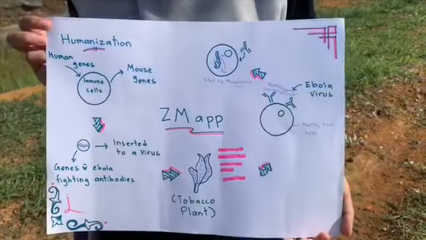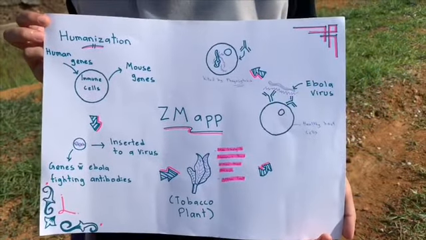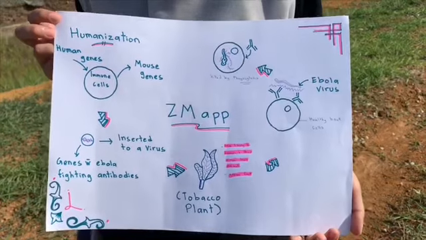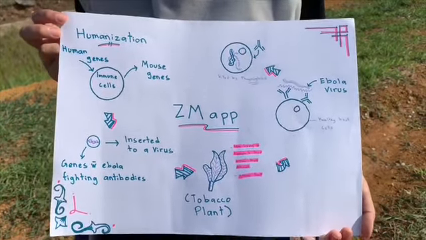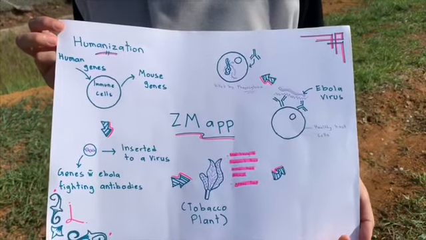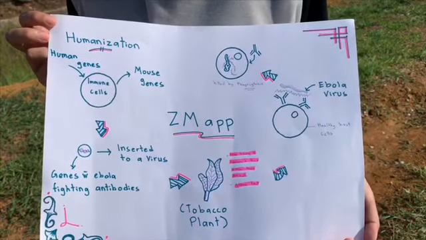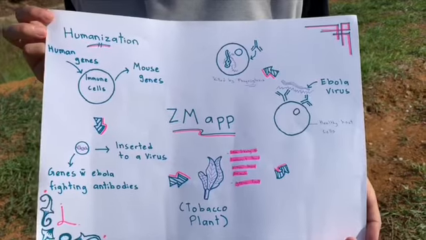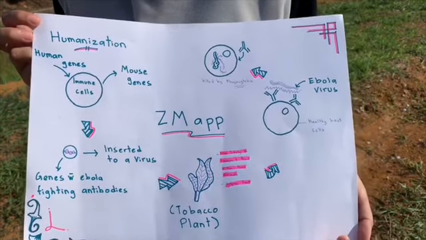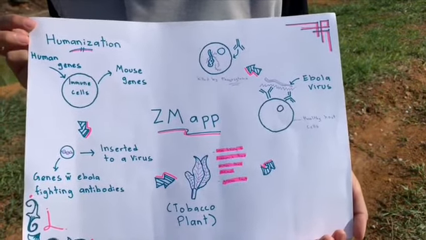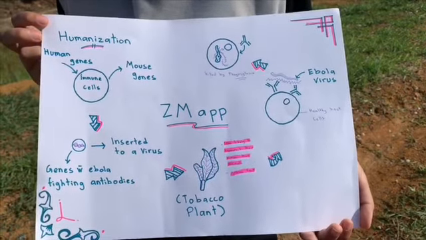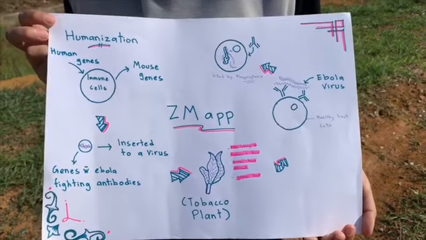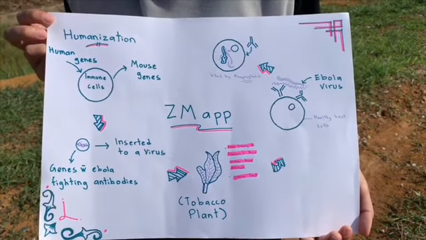Right now I want to explain to you about the humanization of immune cells. Genes inside this cloned immune cell were humanized by replacing the mouse portion with human DNA. The new genes with Ebola-fighting antibodies are fitted into a virus that usually infects tobacco plants. This is because the tobacco plant is a good medium to grow antibodies, as they grow fast. Plants are less likely to transmit the virus compared to animals.